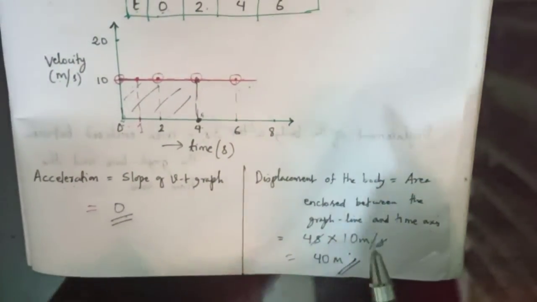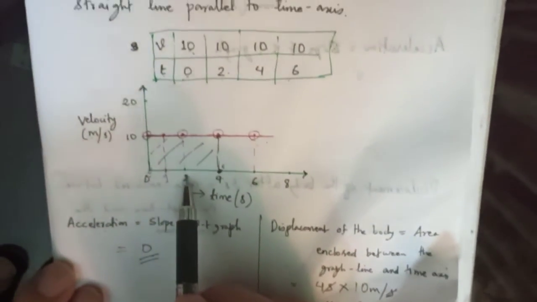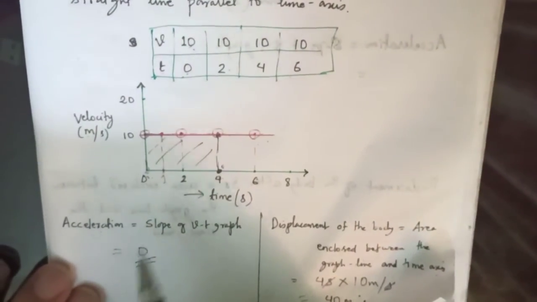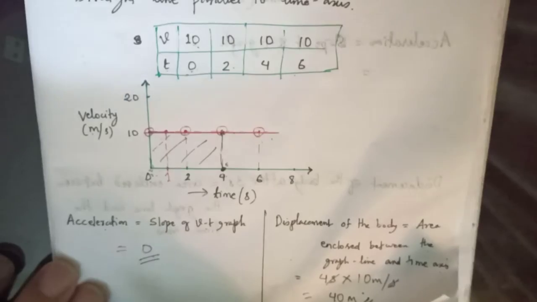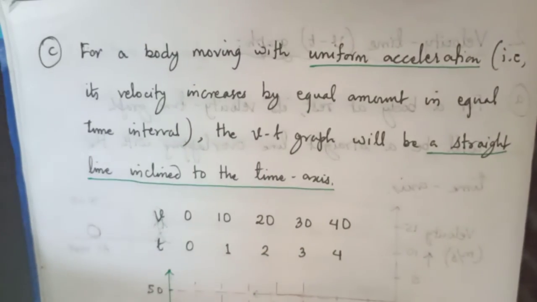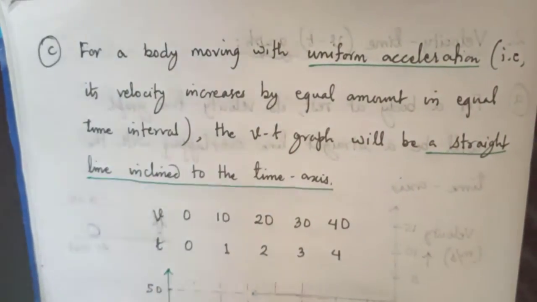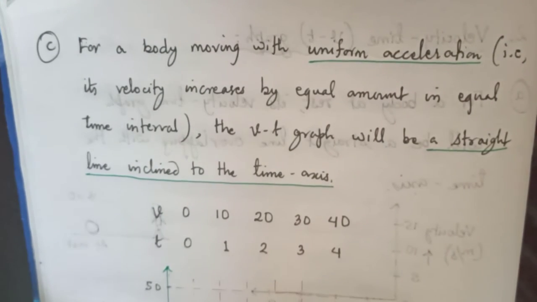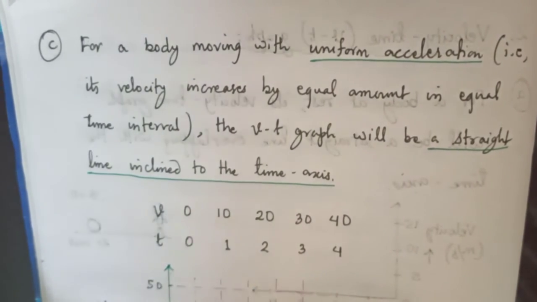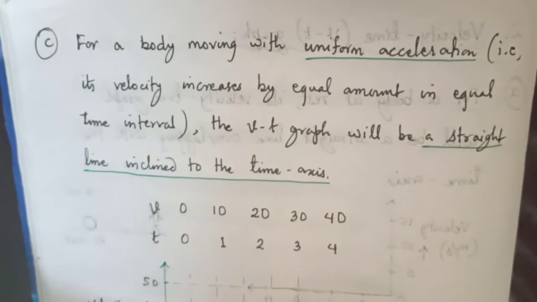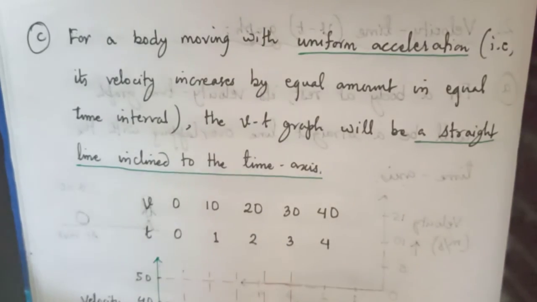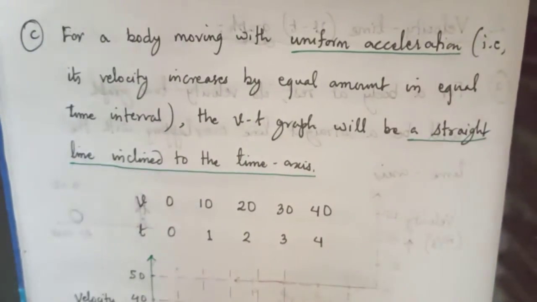Likewise, you can also calculate displacement after 2 seconds or displacement after 6 seconds by calculating the area enclosed between the graph line and the time axis. Suppose we have a body moving with uniform acceleration, which means that its velocity is increasing by equal amount in equal time interval. Then for such a body, the velocity time graph or VT graph will be a straight line inclined to the time axis.